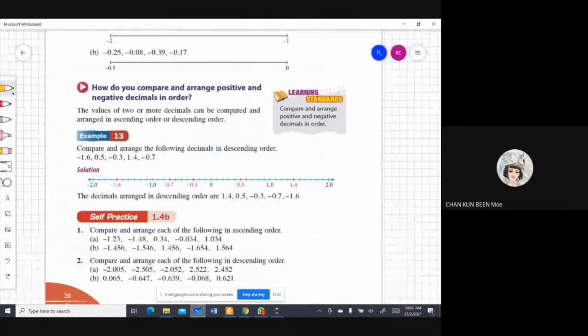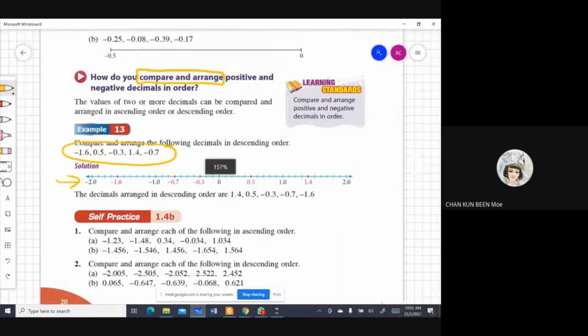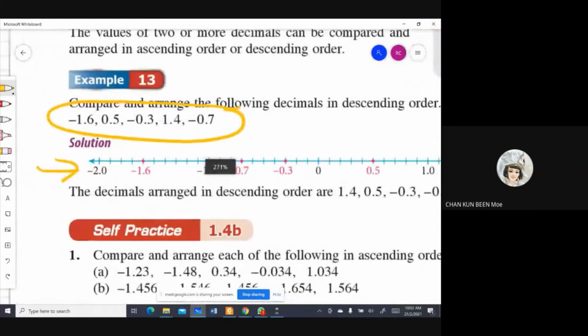Next thing, we are going to compare and arrange. Just like last lesson, you were asked to compare and arrange fractions. Now you are going to compare and arrange positive and negative decimals. It's easy as long as you can identify it. You don't have to show the number line anymore, just by referring to the number. You just need to know which one is the smallest decimal.